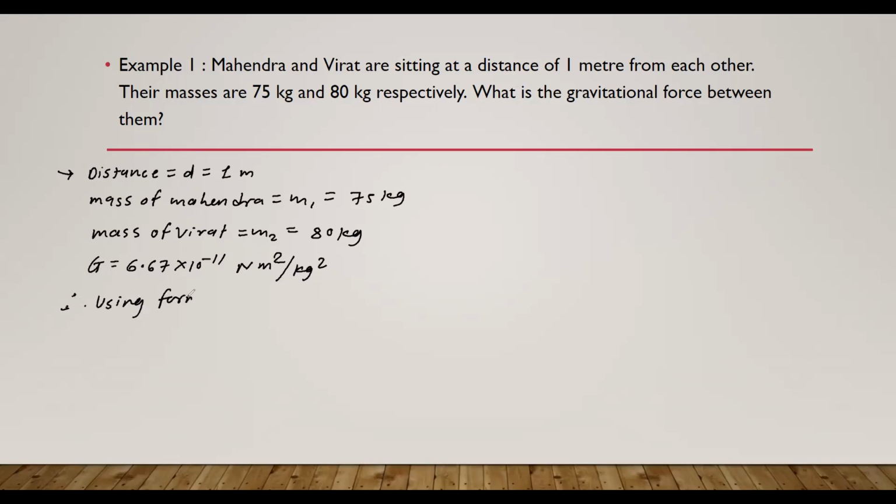Using the formula, F, that is the gravitational force, is nothing but capital G m1, mass of object 1, m2, mass of object 2, divided by d square. Okay, so just put the values in the equation and calculate. So 6.67 into 10 raised to minus 11. I'll show you how to calculate the values. Okay, so m1 that is 75 into m2 that is 80 divided by d that is 1. Okay, so 1 square will be 1 only.